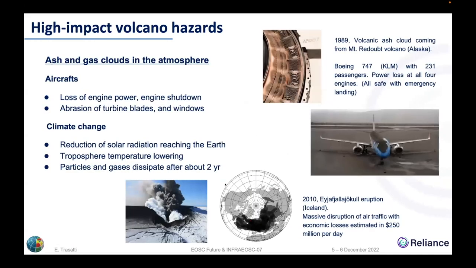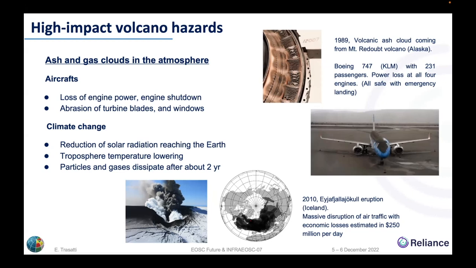So let's go to the use case, the test case of this presentation. We deal with the emergency phase, with the high impact volcanic hazard, in particular ash and gas clouds in the atmosphere that are created during eruptions. They are very dangerous for aircraft, for the engines of aircraft, and they also have an impact on the climate. So it's very important to detect the ash and gas clouds, and also to know the density and the height and so on.